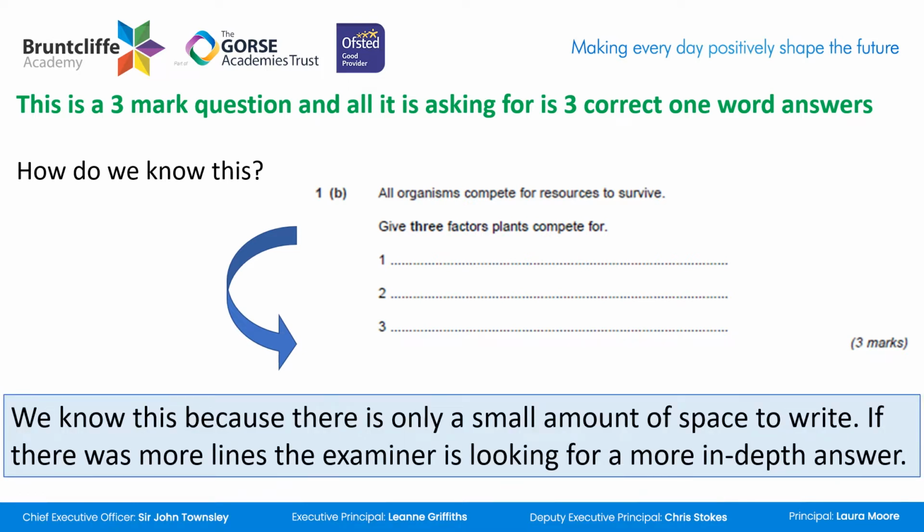We know this because there is only a small amount of space to write. If there were more lines, then the examiner would be looking for a more in-depth answer. Again, a top tip: look at the size of the space that has been provided for the answer. Look at the number of marks. 3 factors in such a small space can only mean they want one-word answers.